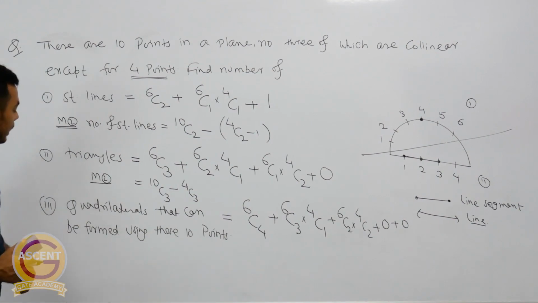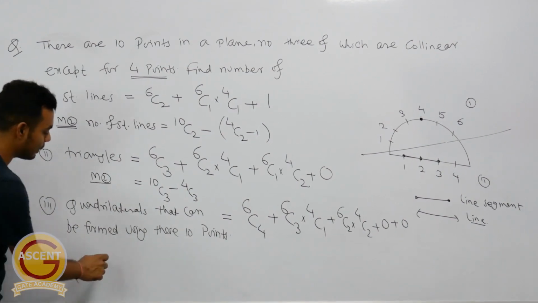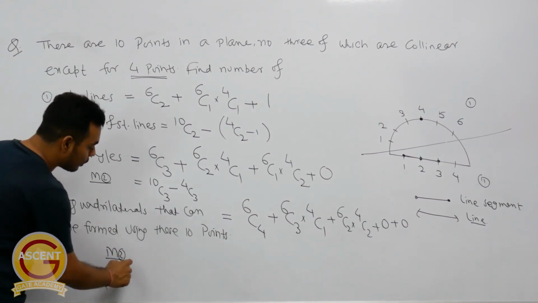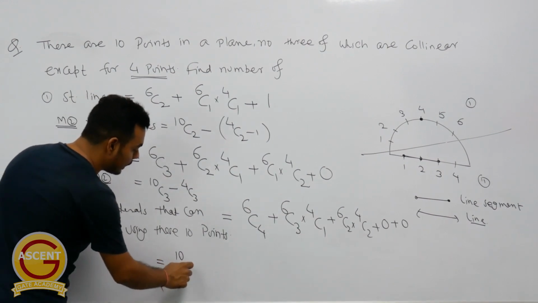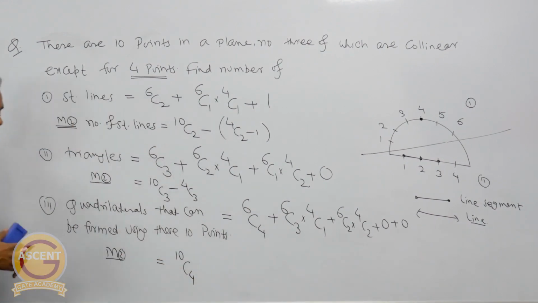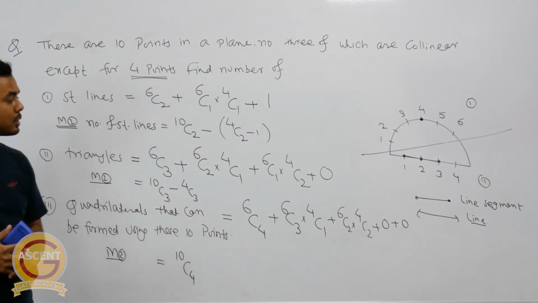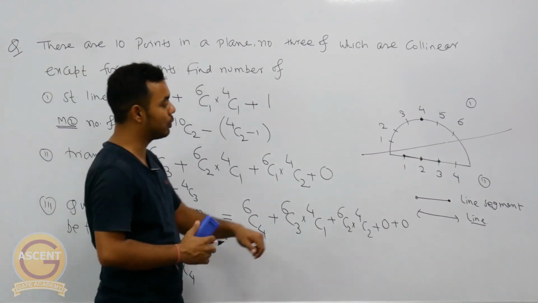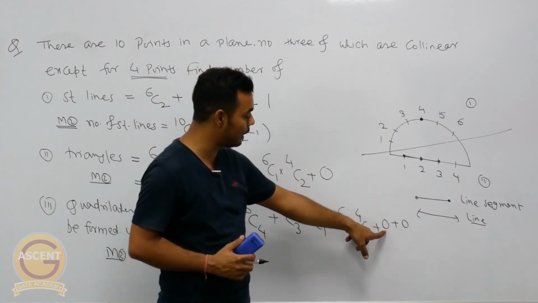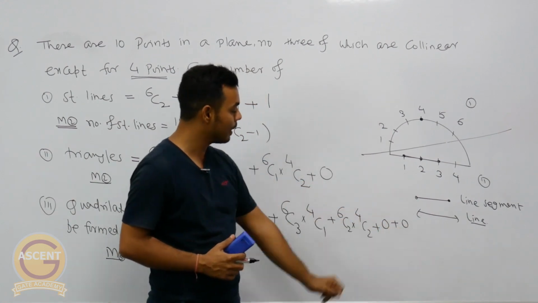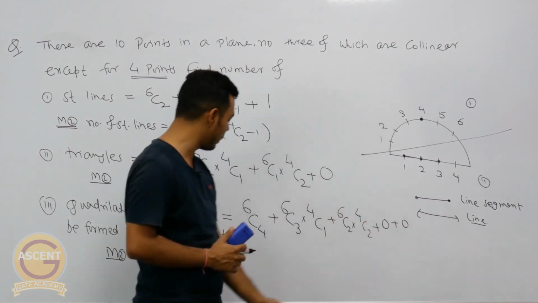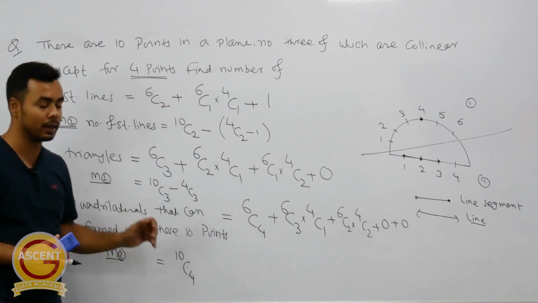And finally, about the number of quadrilaterals, if all 10 points are non-collinear, then the number of quadrilaterals that is possible is 10C4. Now because these 4 points are collinear, we are not getting any quadrilateral in the last 2 cases. So if I subtract the last 2 cases from 10C4, then I will get the number of quadrilaterals.